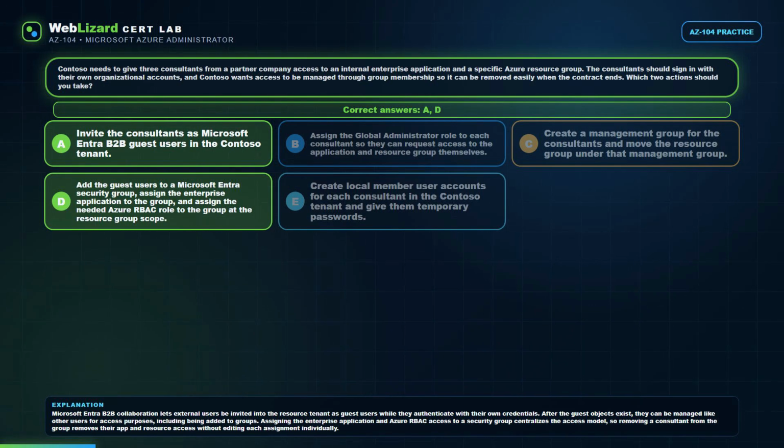Exam clue: for external collaborators, look for B2B guest invitation plus least privilege access assignment. If the scenario says manage access through group membership, assign the app and Azure RBAC role to a group, not directly to each guest or to a tenant-wide admin role.